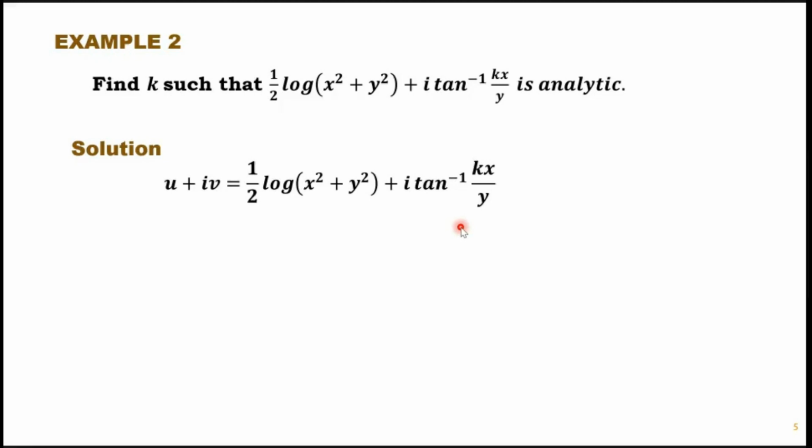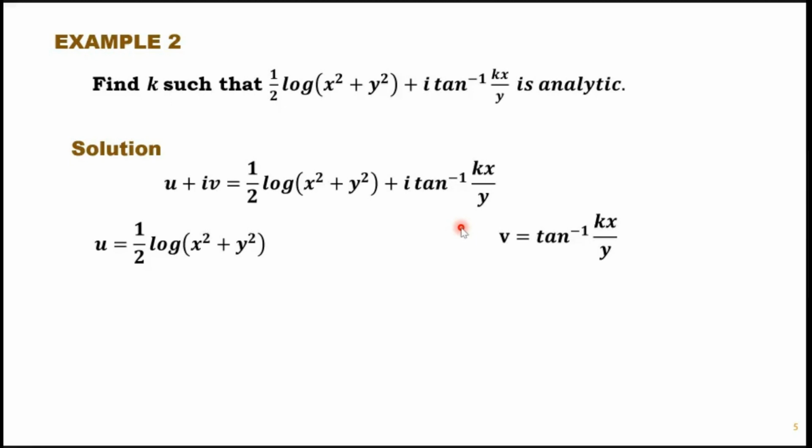Since the given function is analytic, we have to make use of the CR equations. For that, write u, v, ux, uy, vx, vy, use the CR equations and get the value of k. The first step is equating real and imaginary parts. So u is the real part, which is equal to half log x square plus y square, and v is the imaginary part, equal to tan inverse of kx by y.